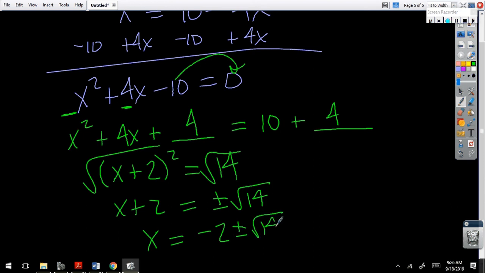Are you still adding the same thing on both sides? When you got to this point, you said, I know that half of 4 is 2, so x plus 2 squared equals 10 plus 4? I filled in the blank. And then I factored. Oh, you just factored it out instead of applying the pattern. That's fine. All right, questions.